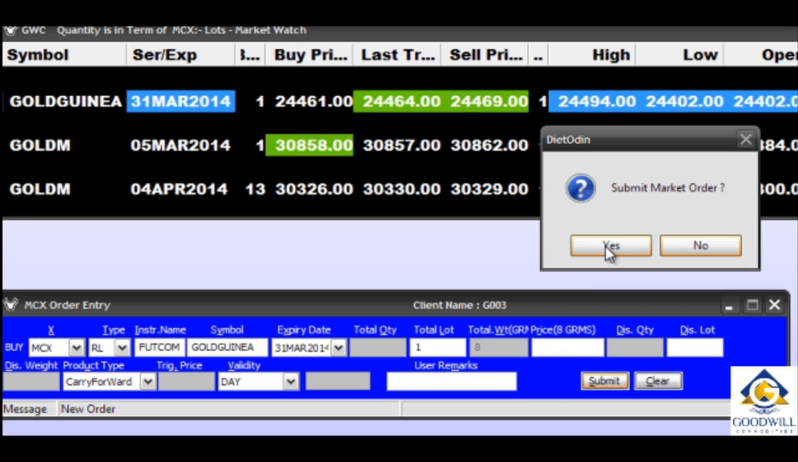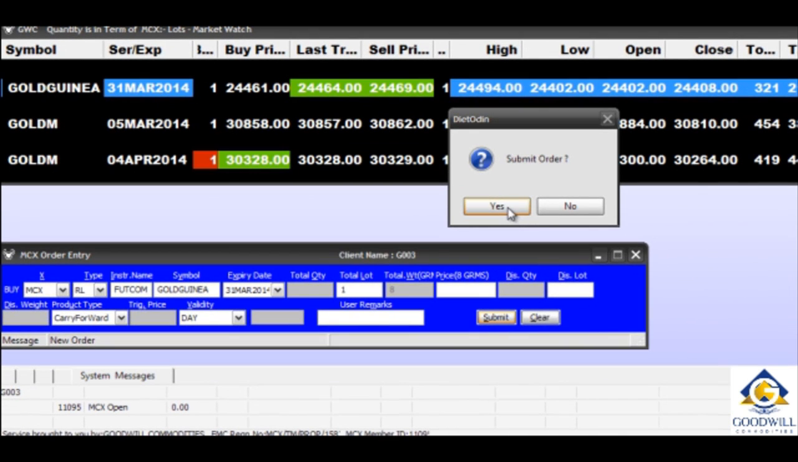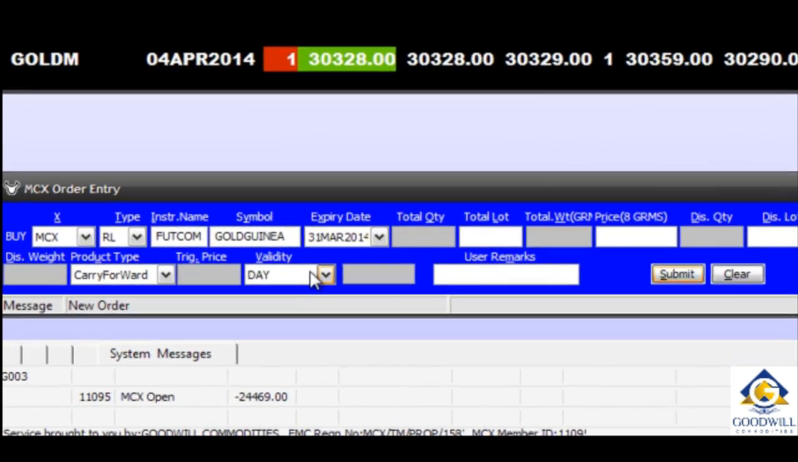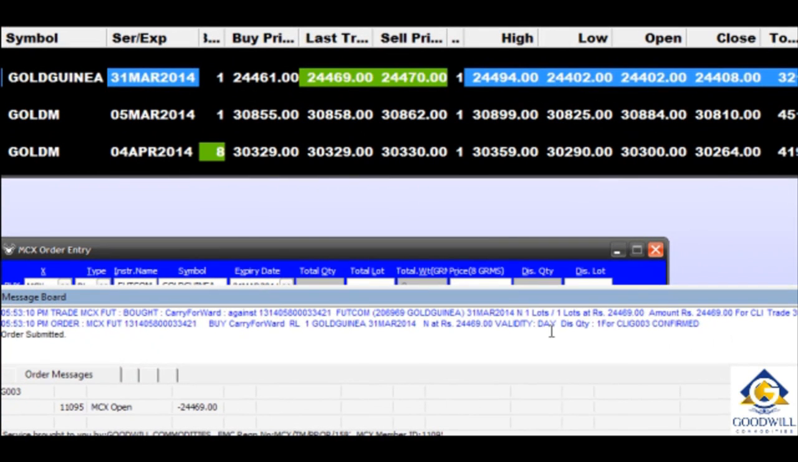So if I purchase or sell any commodity by keeping the price as 0, now I am going to place this. It asks for submission, and I am going to do it. Now we can notice my order is bought at the market price, which means the next available price. So this is called a market order.